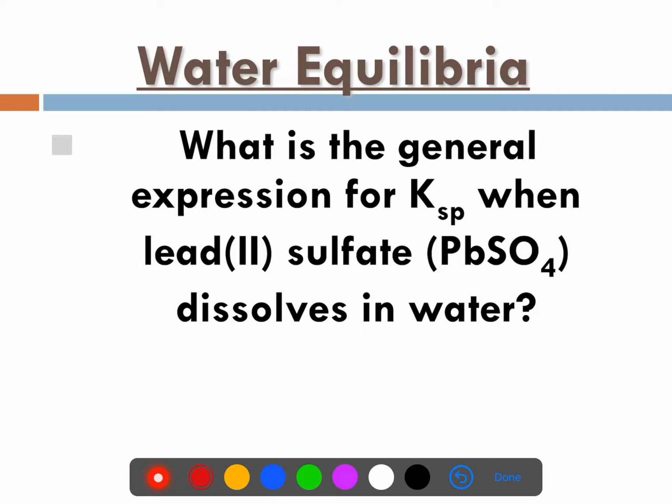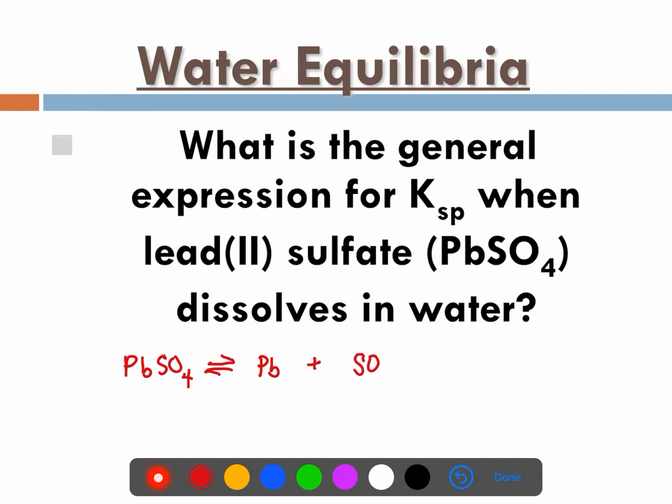All right, what is the general expression for Ksp when lead 2 sulfate dissolves in water? Okay, first of all, lead 2 sulfate is not going to dissolve a lot, so this is a weak electrolyte, which means I'm going to use the double arrows. And again, we don't expect you to memorize which ones are weak and strong. We would let you know that.